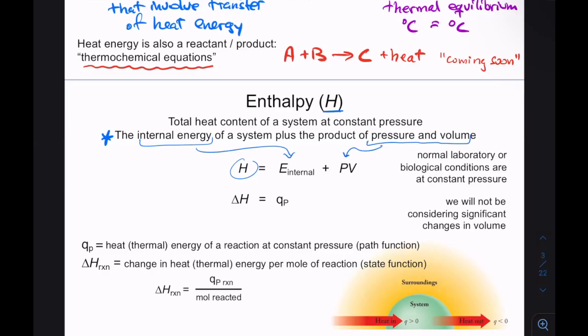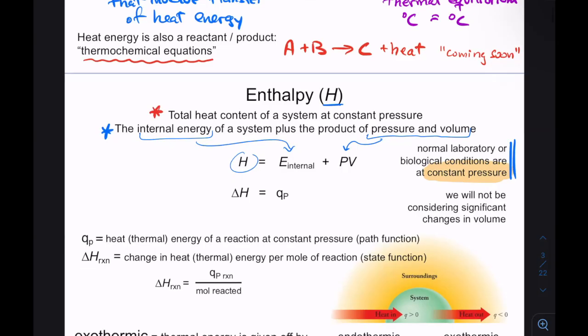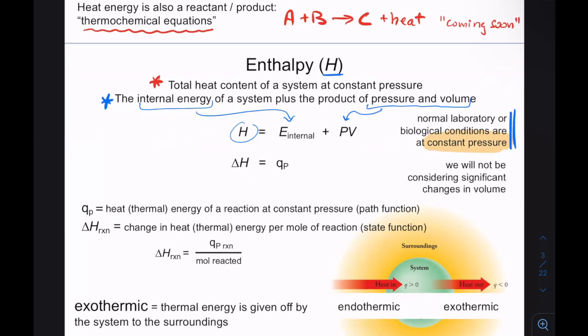And as I already mentioned, we're going to be ignoring the pressure volume work aspect of this. Under normal laboratory conditions or under regular biological conditions, right, those are always happening at constant pressure. And this is why, for the definition of enthalpy, it's always working at constant pressure. And for the experiments that we're going to be considering in this chapter, we're not even going to be changing the volume very significantly. Okay, so for our purposes and for how we use enthalpy, it's really just going to be describing the total heat content of a system at constant pressure.